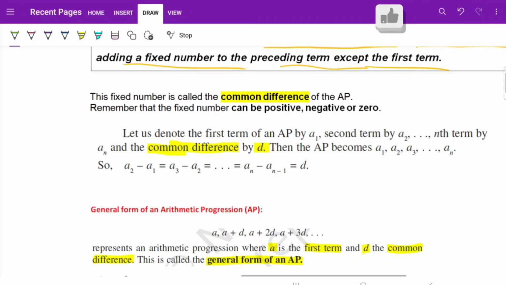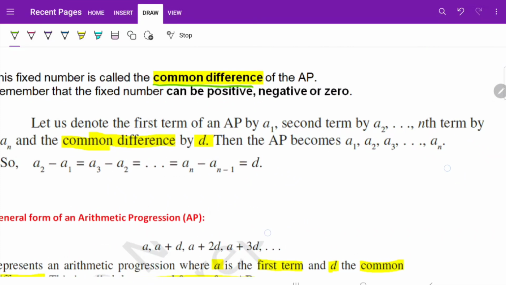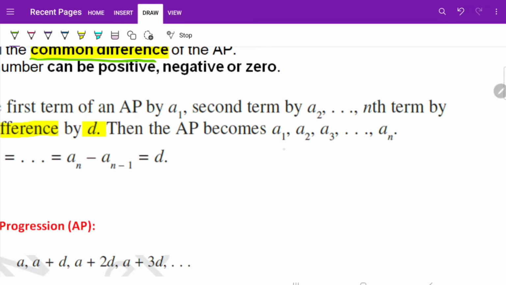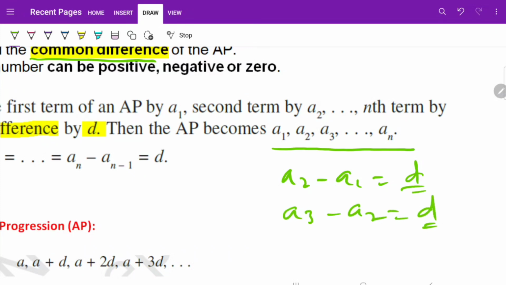Now we will see some more introduction before we go to the first problem. The fixed number is called the common difference, that is the difference between the second term and the first term. The arithmetic progression can be written as A1, A2, A3 and so on up to AN. These are the terms. A1 is the first term, A2 is the second term, A3 is the third term and so on up to AN. A2 minus A1 is equal to the common difference D. This is the same as A3 minus A2. Here also we get the same number D.